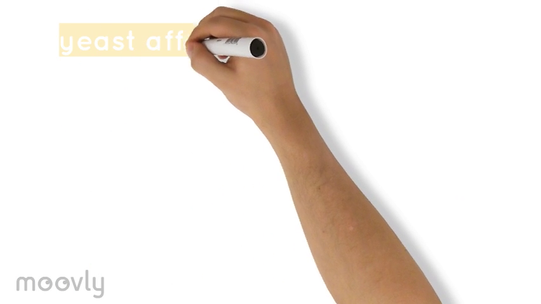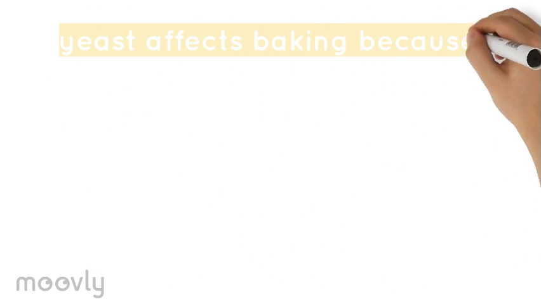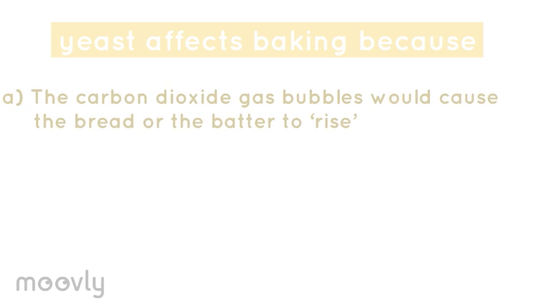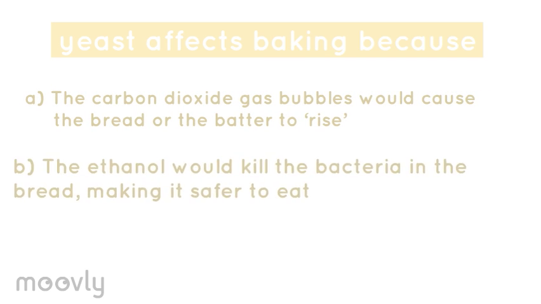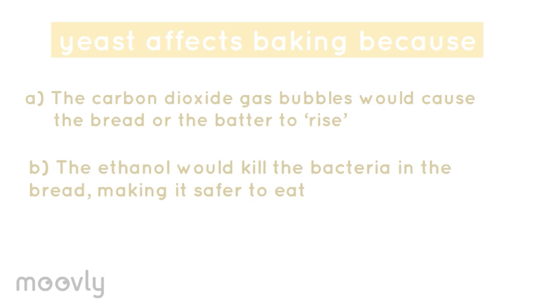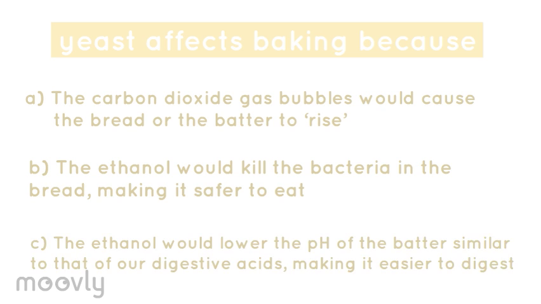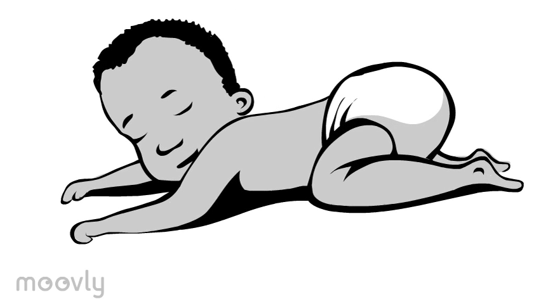So, how exactly does yeast affect baking? A. The carbon dioxide gas bubbles would cause the bread or the batter to rise. B. The ethanol would kill the bacteria in the bread, making it safer to eat. C. The ethanol would lower the pH of the batter, similar to that of our digestive acids, making it easier to digest. The carbon dioxide gas bubbles will cause the dough or the batter to rise or expand.